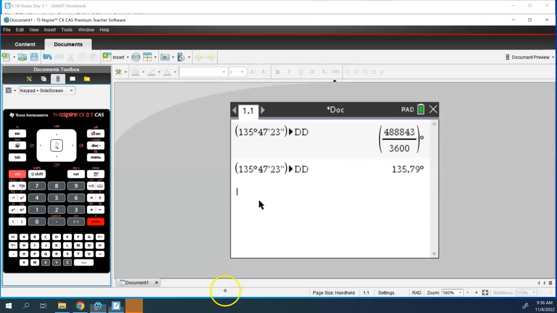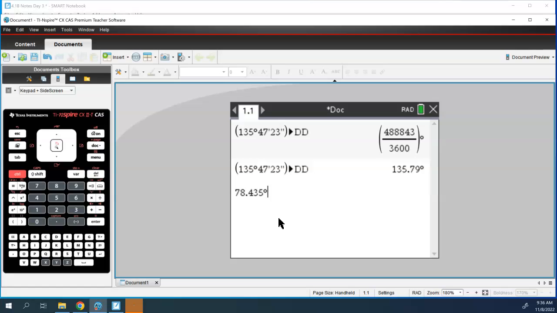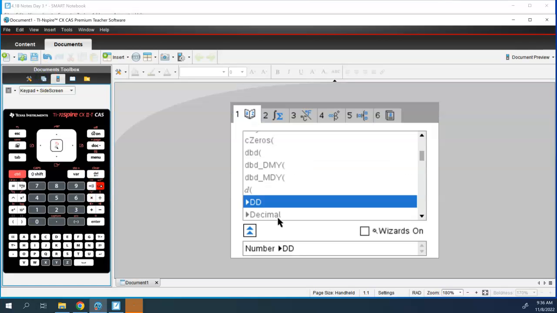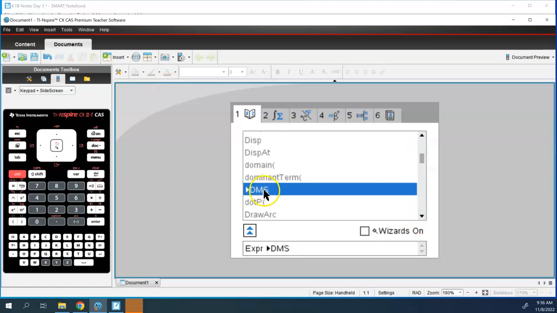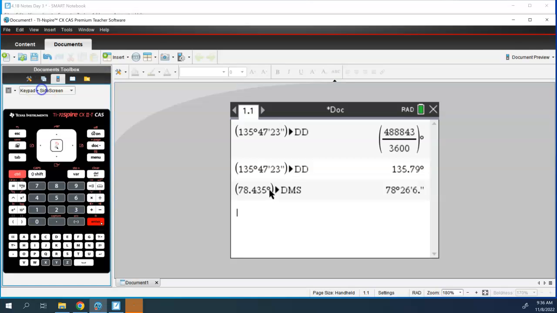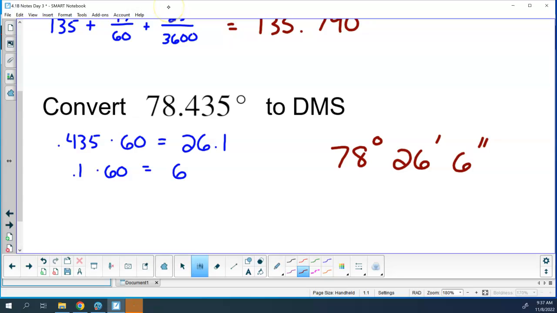On the calculator, we can go 78.435 degrees, and then we can go back into that book and scroll down to DMS. And there's my 78 degrees, 26 minutes, 6 seconds. Okay. So either way, give you a little shortcut, speed things up a little bit. All right.